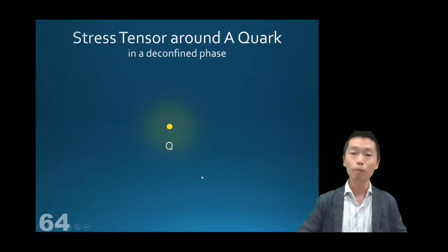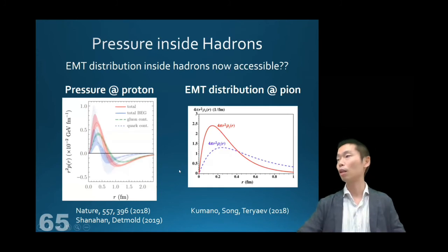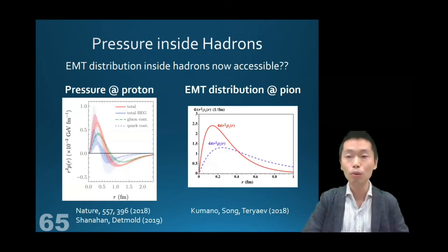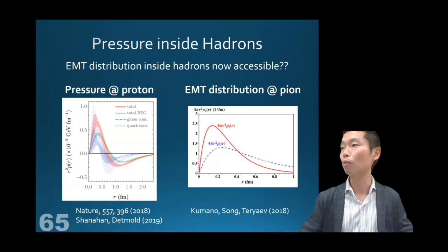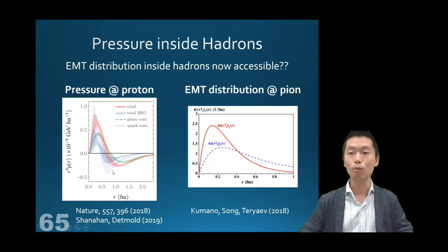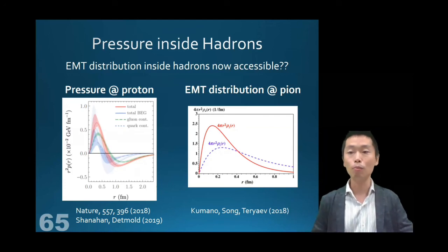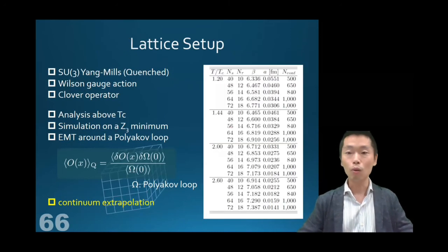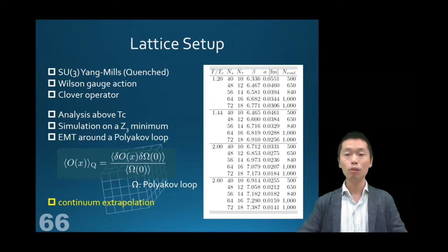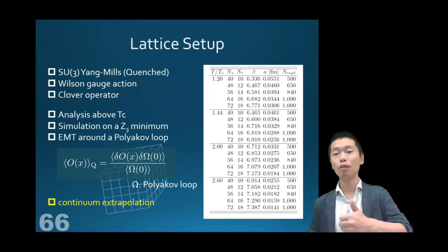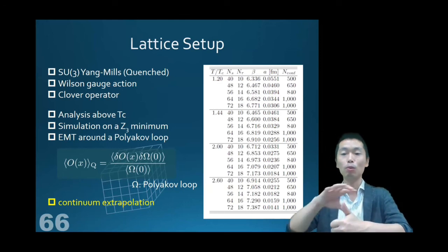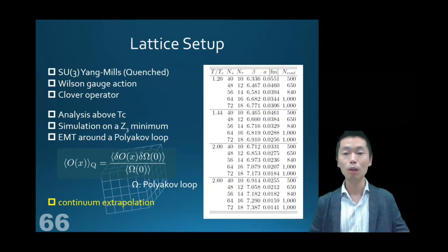And the motivation to study this system is the connection to the recent progress on the analysis of the EMT distribution inside hadrons. Now some people argue that they have succeeded in the measurement of EMT distribution, pressure distribution inside hadrons. So they are related to EMT form factors or the gravitational form factors and so on. If we succeeded in performing the same analysis in full QCD, then the single quark system corresponds to the heavy-light meson. So that is one of our future works.